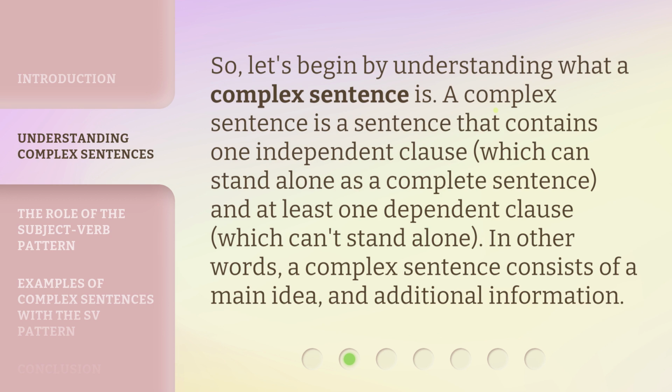So, let's begin by understanding what a complex sentence is. A complex sentence is a sentence that contains one independent clause, which can stand alone as a complete sentence, and at least one dependent clause, which can't stand alone. In other words, a complex sentence consists of a main idea and additional information.